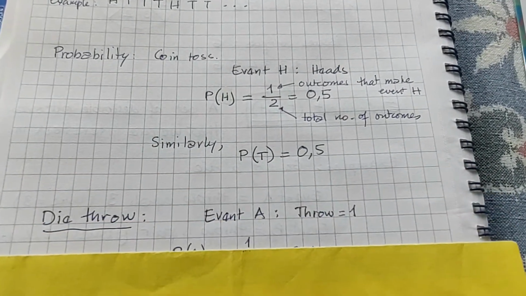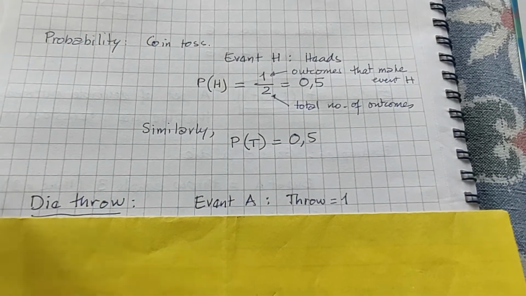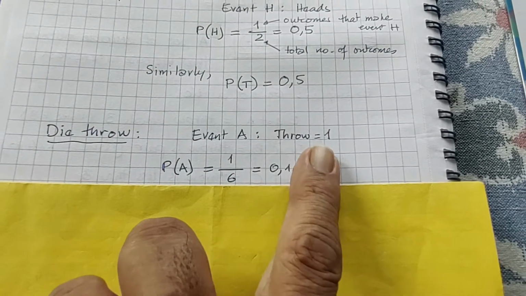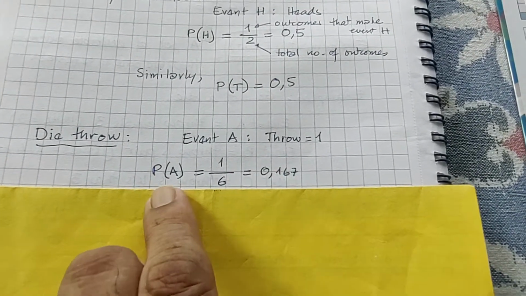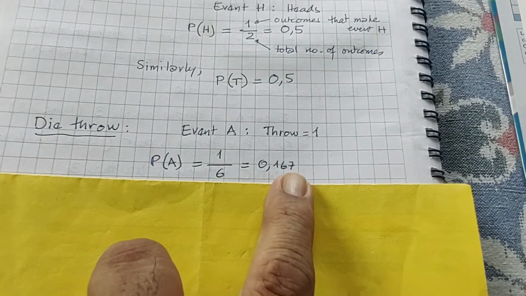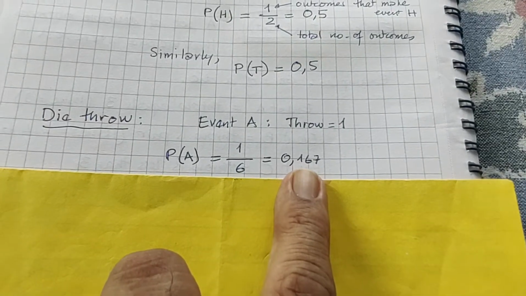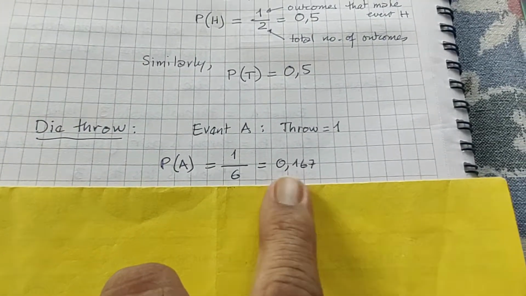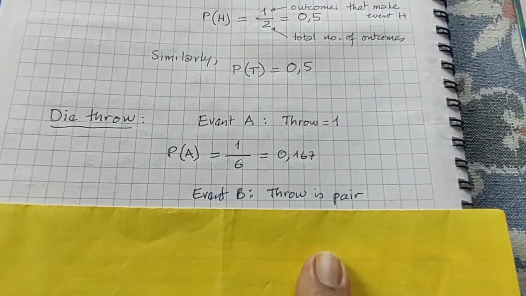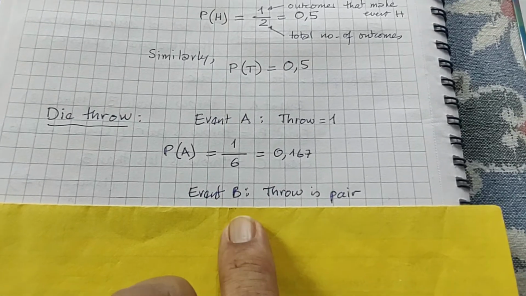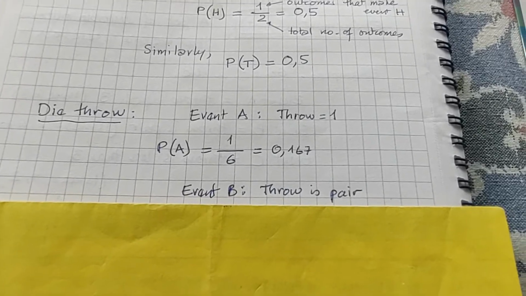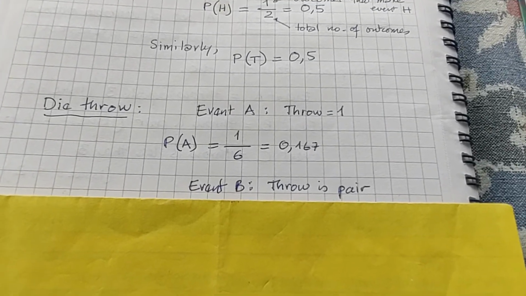Let's take a few other examples. We say die throw. Again, we're going back to our die throw, and here I'm defining event A as the throw equals 1, then P of A is equal to 1 over 6. That we already looked at. So 1 over 6 is around 0.1666, or I've rounded it to 0.167. Okay, let's take event B, throw is pair. How many outcomes make up event B? You have 2, you have 4, you have 6. So 3 outcomes make up event B.